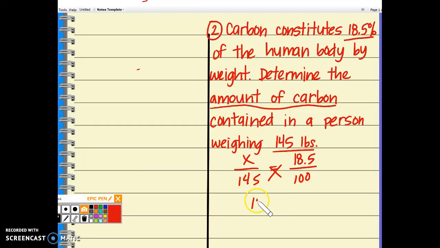We'll cross multiply. We get 100x is equal to 18.5 times 145, which is 2,682.5. Divide both sides by 100. We'll get x is equal to 26, and we'll round to the nearest tenths and get 0.8. So 26 and 8 tenths would be the answer.